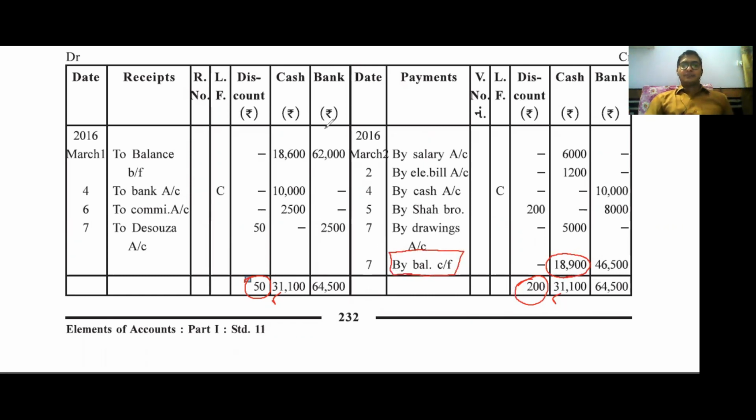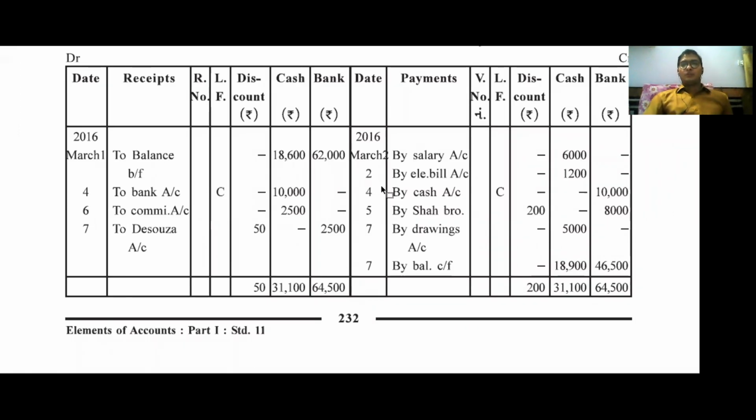And last, in the bank account the total is 64,500. The difference amount is 46,500. Again it is called by balance carried down or carry forward, it is called the closing balance. And to balance brought forward is called the opening balance. Simple.